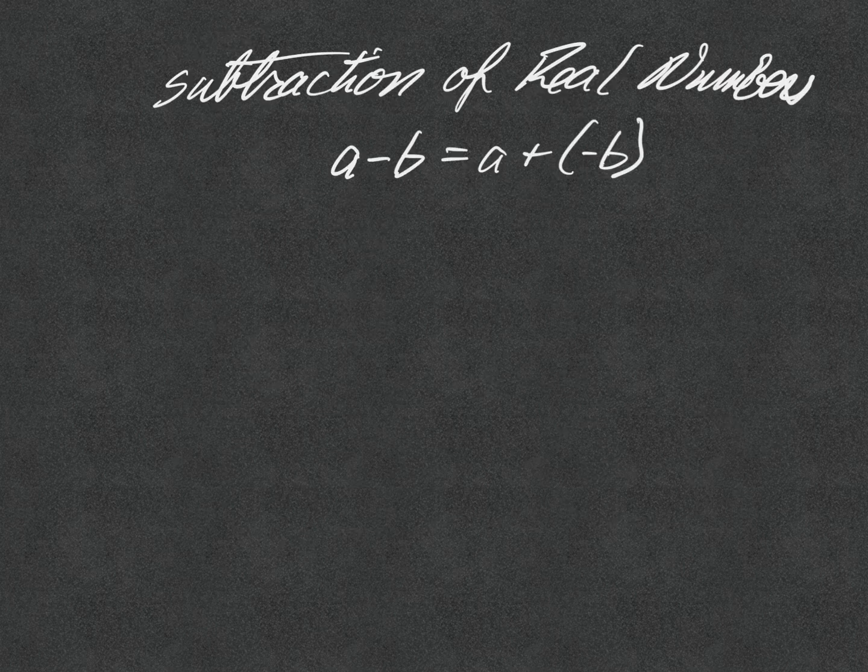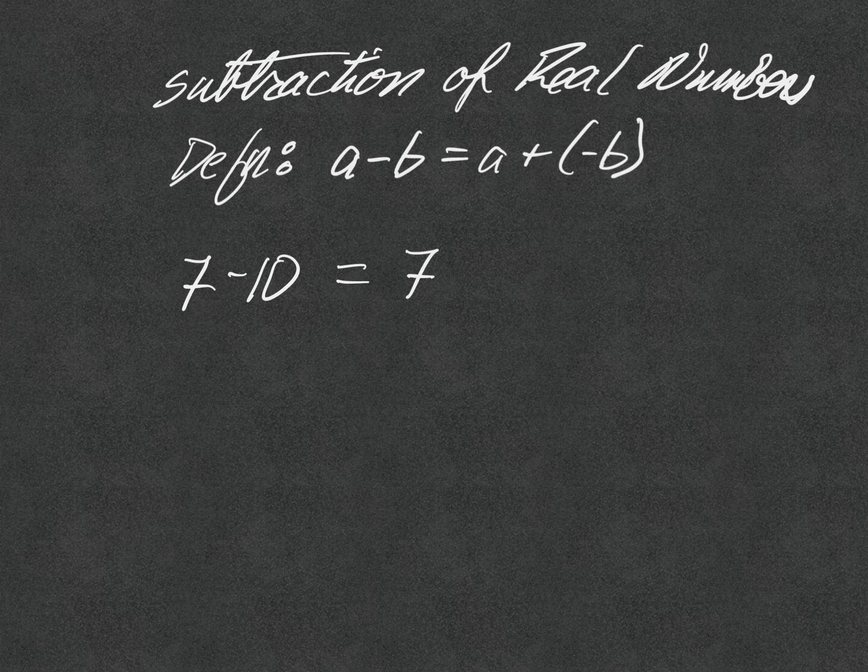Okay, so when we do subtraction, we want to use the definition. And the definition of subtraction is this right here. If you have two real numbers, a and b, such that you have a minus b, then that's equal to a plus the opposite of b. We call this the add the opposite definition of subtraction. And so how do I do this in practice? So I do like 7 minus 10. I can rewrite that as 7. So I'm going to add the opposite of 10.